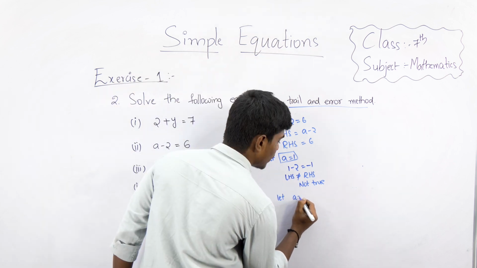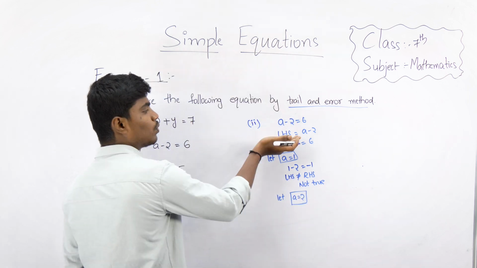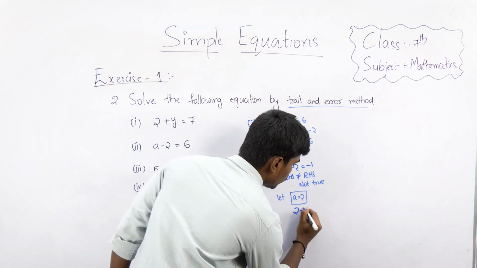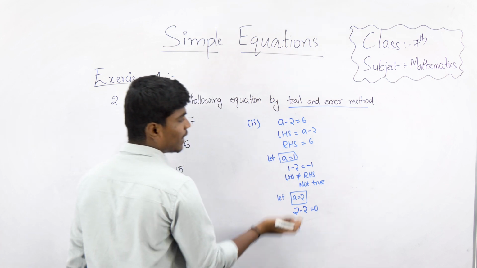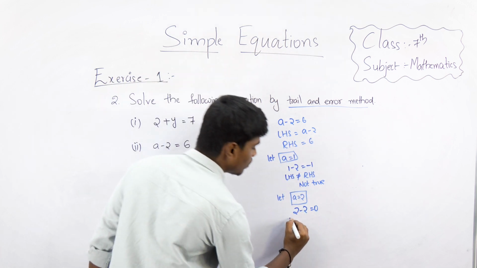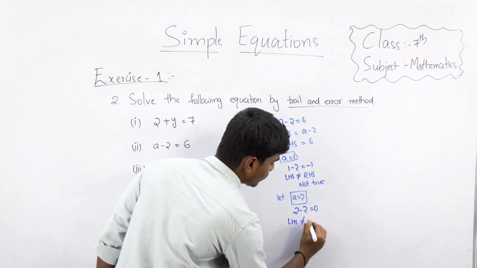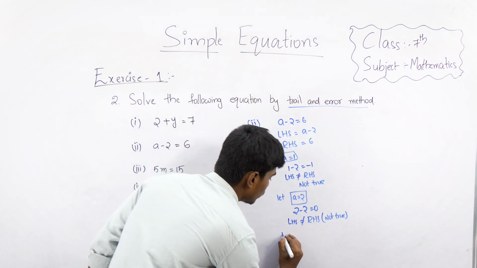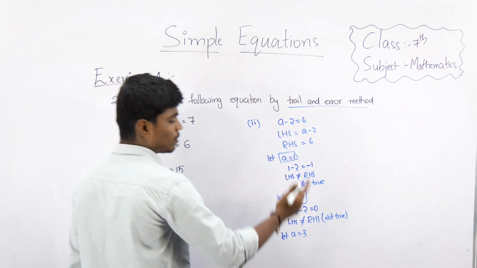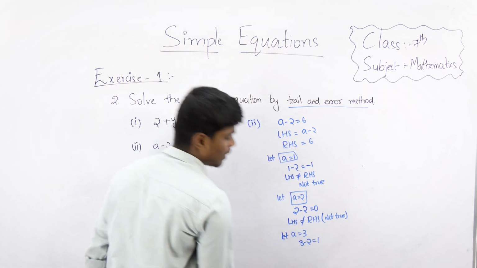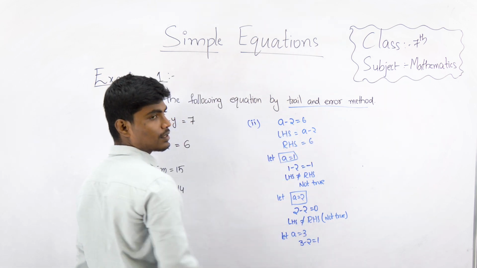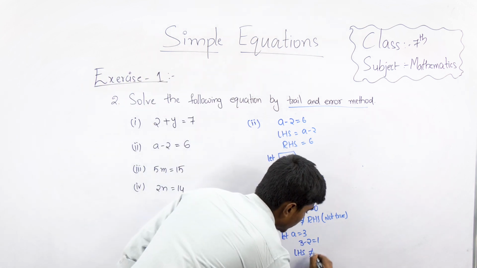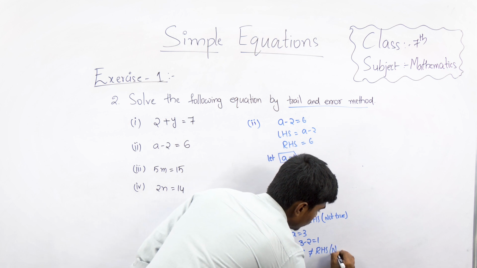So let A equal to 2. Here A minus 2 means 2 minus 2, which is equal to 0. Here on the RH side it is 6. So LHS is not equal to RHS. So not true. Now let A equal to 3. 3 minus 2 is equal to 1. So here 1, here 6. So LHS is not equal to RHS. So this is also not true.